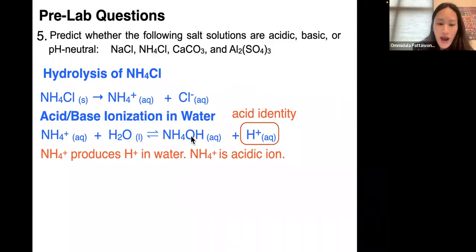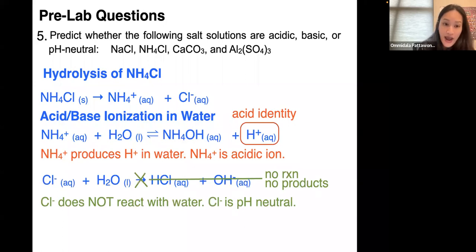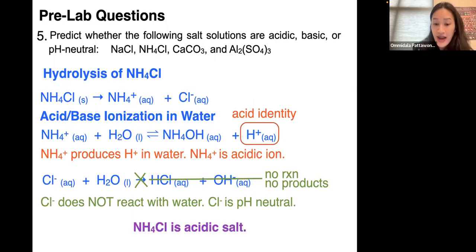Now what about chloride? Well, we already did chloride in the previous example, right? Chloride does not react with water, so chloride would be pH neutral. So one is pH acidic, the other one is pH neutral. You probably notice that the ammonium is going to raise the concentration of protons in water, causing the solution to be acidic when this salt dissolves in water. Therefore, ammonium chloride is an acidic salt.